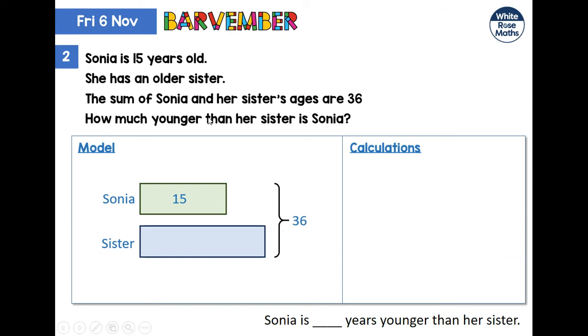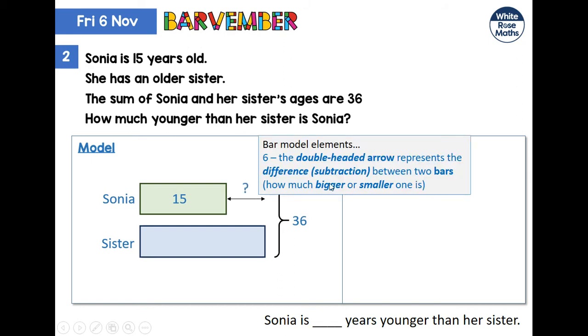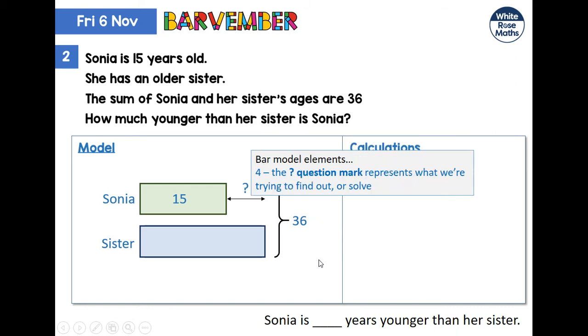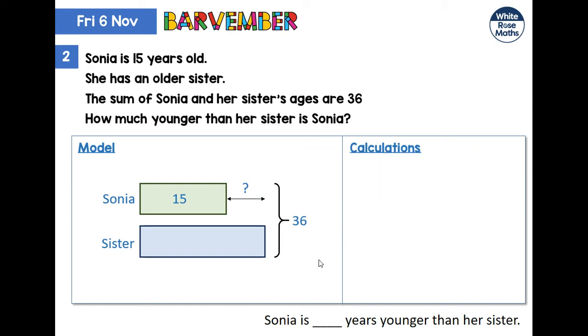So how much younger than her sister is Sonia? Well, here's our double-headed arrow element, and we see this all the time, but with different words in English. So more than, less than, fewer, greater, difference between, and here we're seeing it younger. How much younger than her sister is Sonia? And of course, that's the question we're asked, so that's why we put our question mark there.